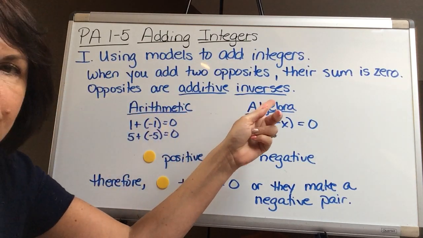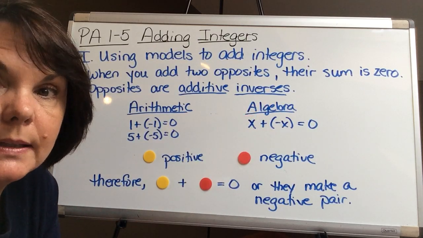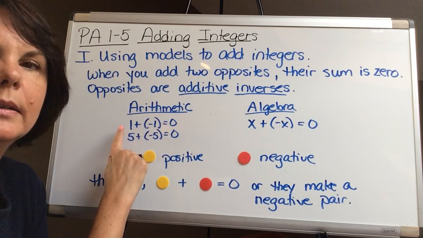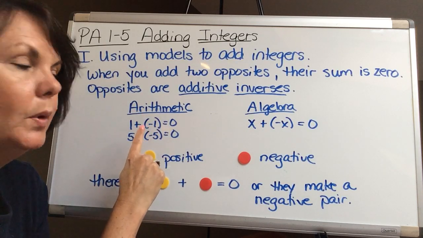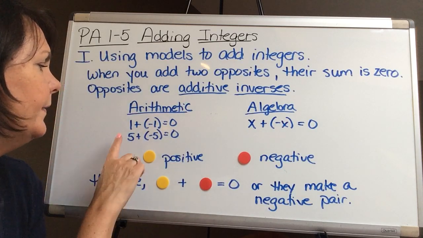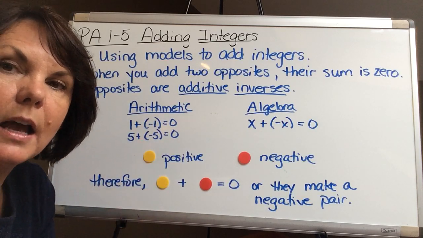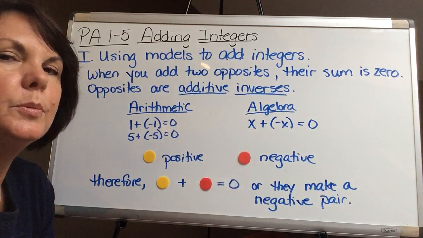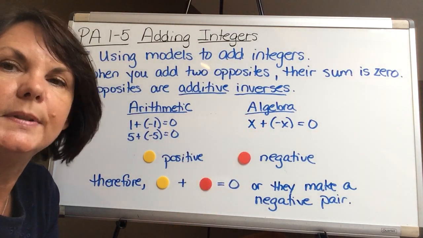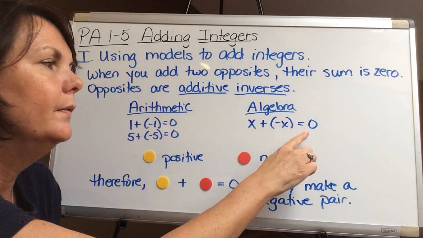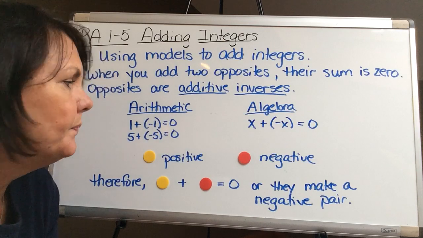Opposites are additive inverses, and this is going to come back in the next section as well. In arithmetic, if I take the number 1 and I add its opposite, which is -1, I'm going to get 0. They cancel each other out. Or if I have 5 and I add its opposite, a -5, I'm going to get 0. In algebra, we just say, let x represent the number. Its opposite would be -x.